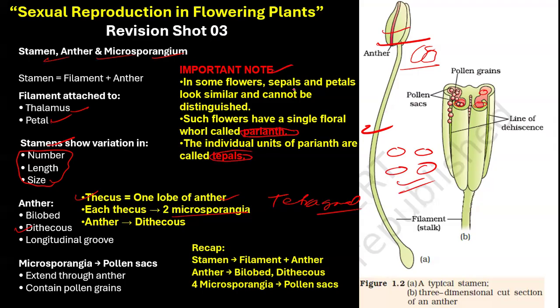Now in some flowers, sepals and petals look similar and cannot be distinguished. Such flowers have a single floral whorl which is called the perianth. And the individual unit of the perianth is called a tepal. So this is so easy, you can easily memorize this. Sometimes it's confusing for the students because this terminology is a little intricate. So this is how you can memorize and remember it.